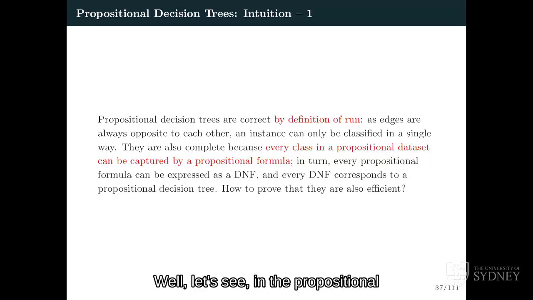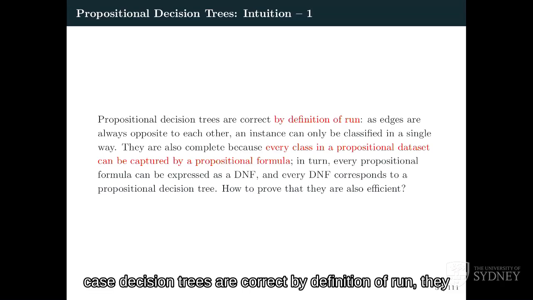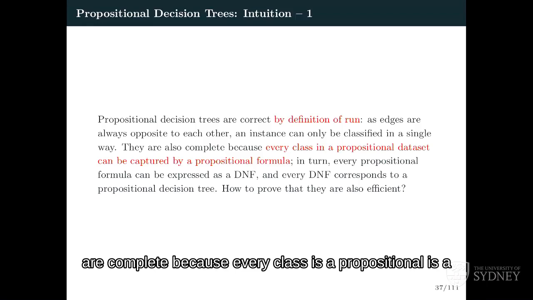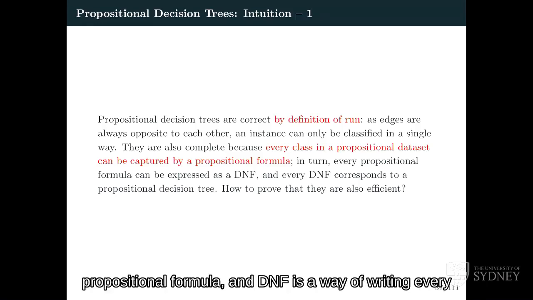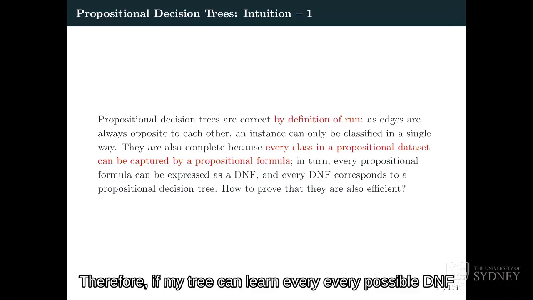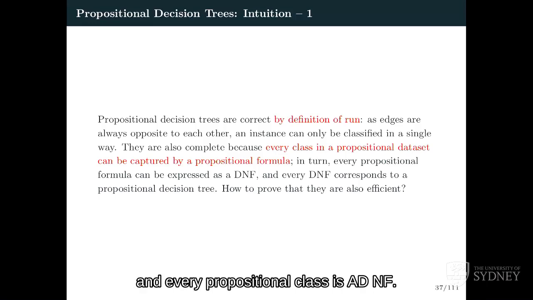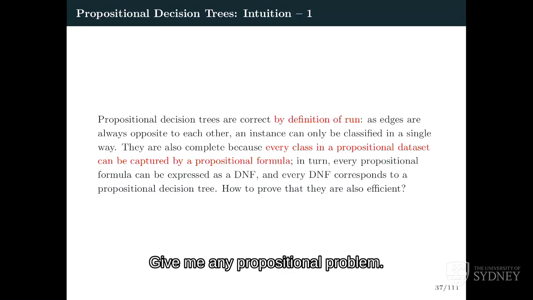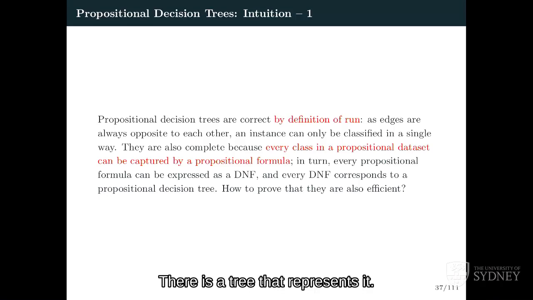Well, let's see. In the propositional case, decision trees are correct by definition of run. They are complete because every class is a propositional formula, and DNF is a way of writing every propositional formula. Therefore, if my tree can learn every possible DNF and every propositional class is a DNF, then I can learn every one of them. Therefore, my family is complete. Give me any propositional problem, there is a tree that represents it.